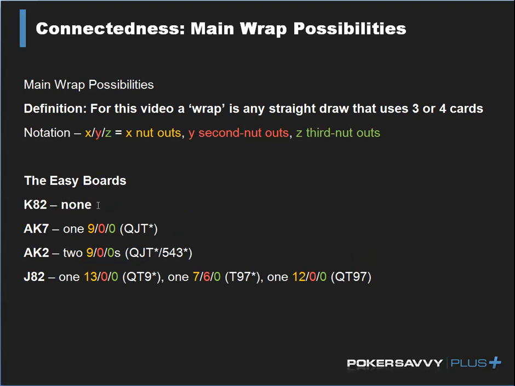Obviously, King 8-2 has no possible draws. That's the easiest, about as easy as it gets. Ace King 7, which had those 3 gut shots, has one 9-out wrap that you can build by putting the 3 gut shots together. It's a 3-card combination, Queen Jack 10 with any side card.